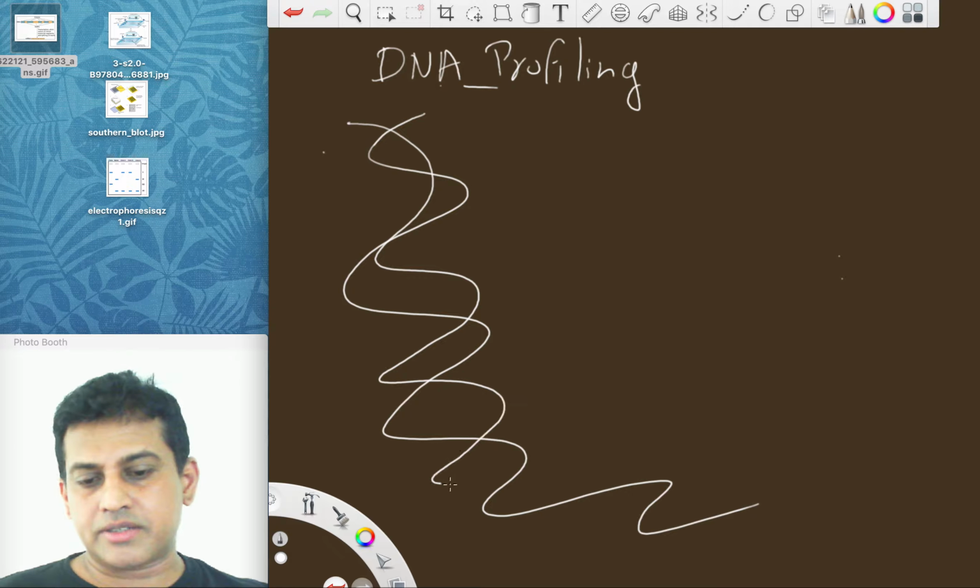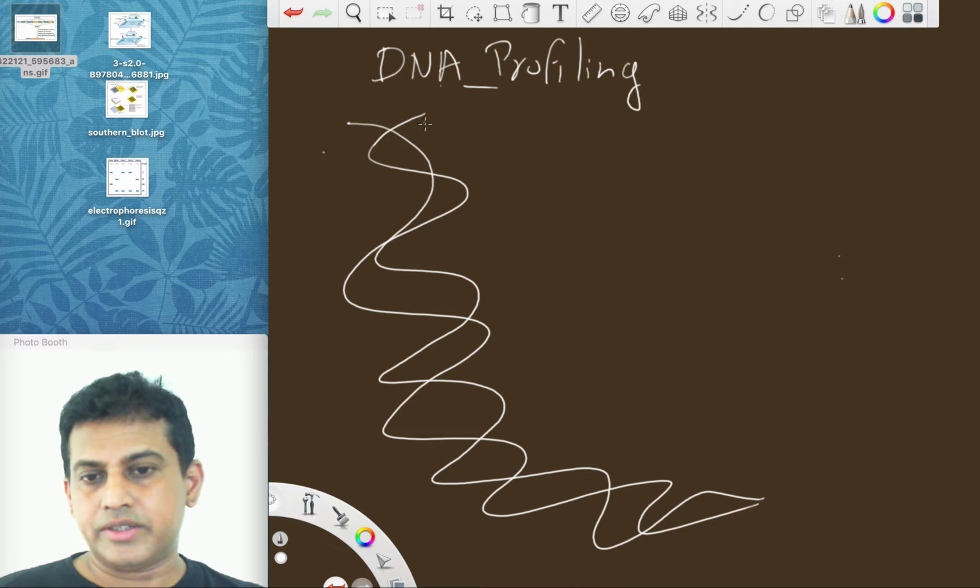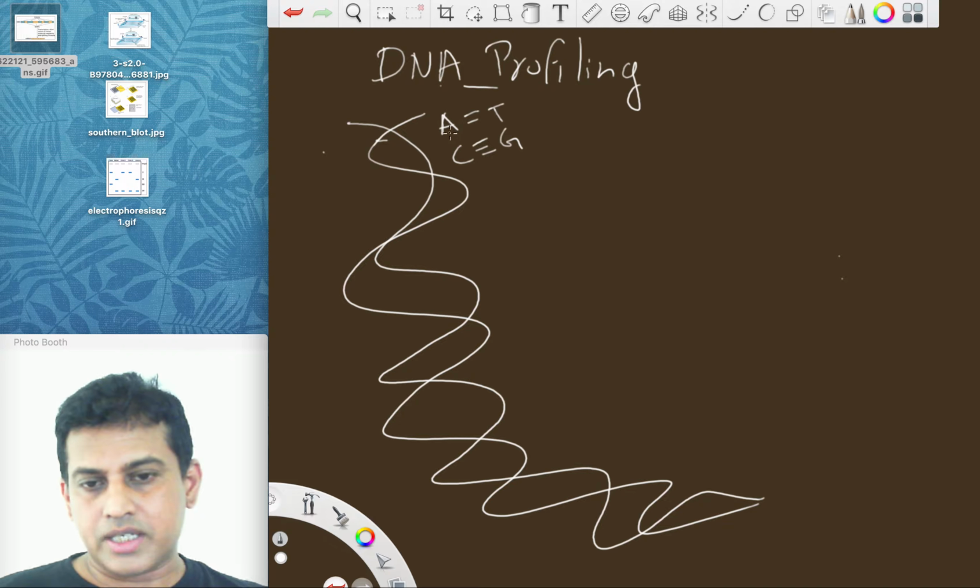It's a double-stranded molecule, a very long molecule, and it probably consists of many millions of base pairs. Base pairs mean that A pairs with T and C pairs with G. Likewise, it repeats many times in the DNA.